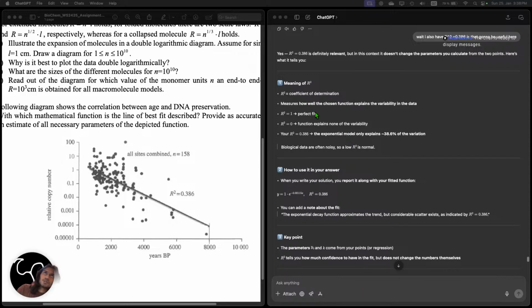R square equals... But in this context, it doesn't change the parameters you calculate from the 2 points. The exponential model: biological data are often noisy, so low R square is normal. How to use it in your answer: when you write your solution, you report it along with your fitted function. You can add a note about the fit.